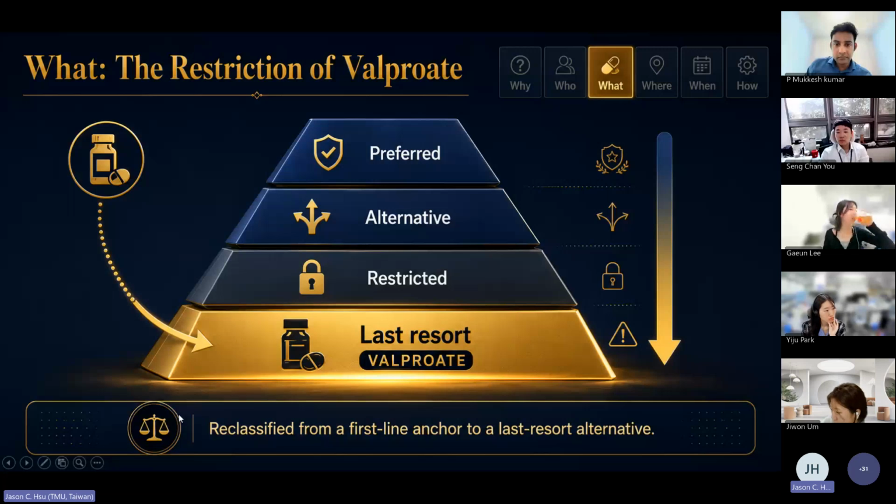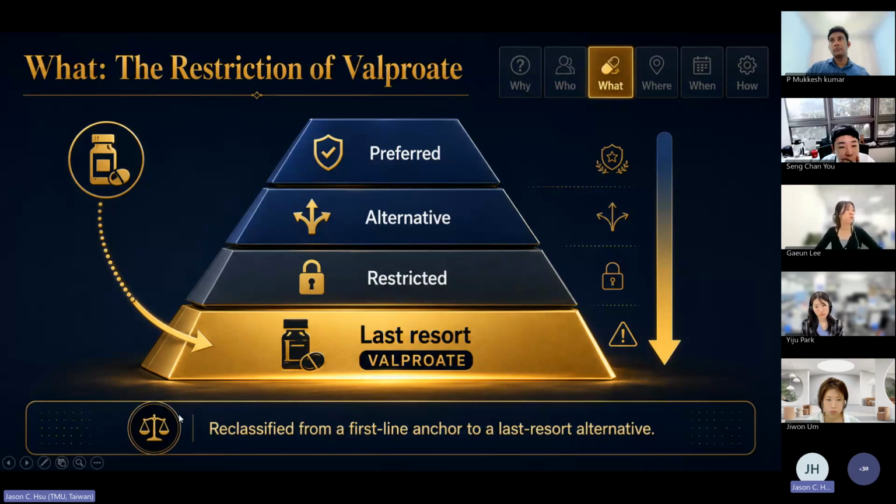This is about the shift in Fabric clinical positioning. In this treatment hierarchy, Fabric was once considered a preferred first-line treatment or the highly favorable alternative drug for epilepsy. However, as more and more evidence showed us the risk about that, and there's a regulatory restriction hit, its clinical standing was pushed all the way down to the bottom of the pyramid, like the last resort.